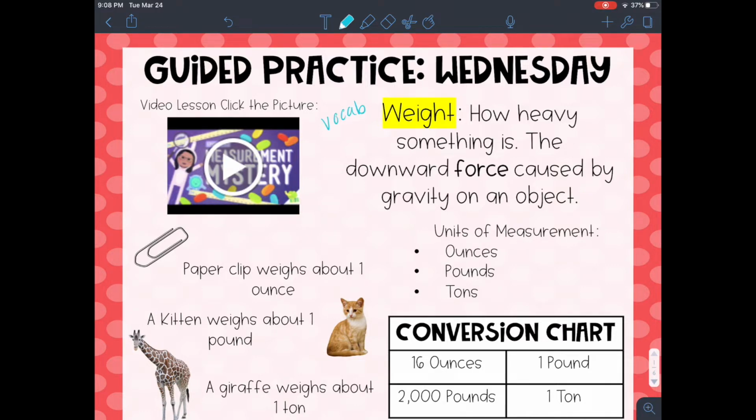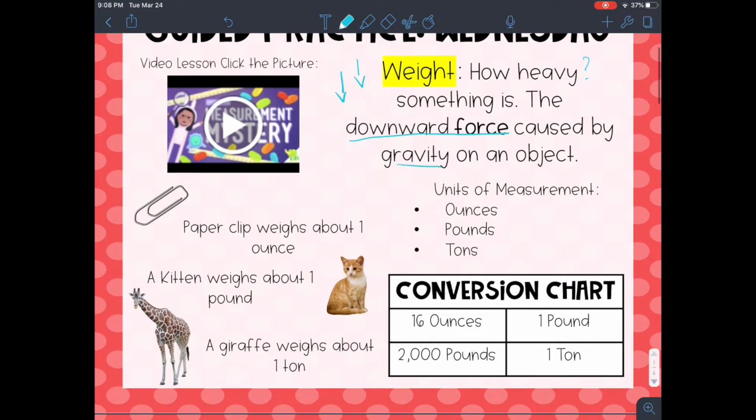So let's start by talking about what weight is. That was a vocabulary word in one of our science units for force and motion. Weight is how heavy something is. So it's that downward force caused by gravity on an object. So gravity is pushing down on something. How heavy that object is, is weight. And so we ask the question, how heavy is it?